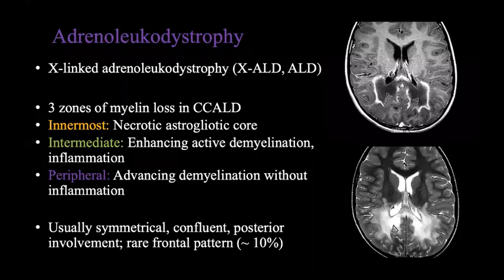Adrenoleukodystrophy is an X-linked disease, so it happens only in boys. There we can see three layers of involvement. The inner layer is necrotic, and the intermediate layer is the active demyelinating layer with inflammation. That's why it can have restricted diffusion and enhancement. And then the peripheral layer is advancing demyelination without inflammation, so it doesn't enhance. It has a symmetric posterior distribution, and rarely can have a bilateral frontal distribution in around 10%.